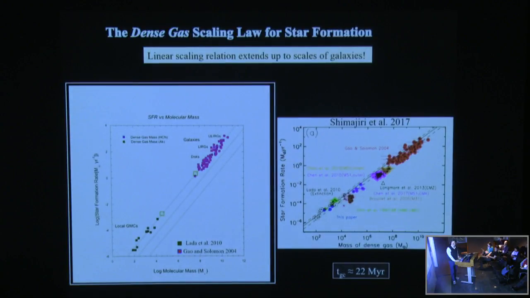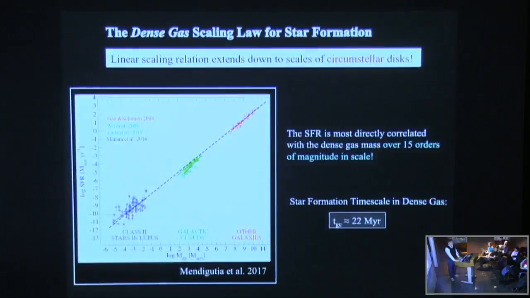And just recently in astro-ph, I found this paper by Shimajiri et al., and it filled in this gap by looking at parts of galaxies, the inner and outer parts of M51, the LMC, and you can see this correlation works very nicely over many scales with roughly the same gas depletion time of 22 million years.